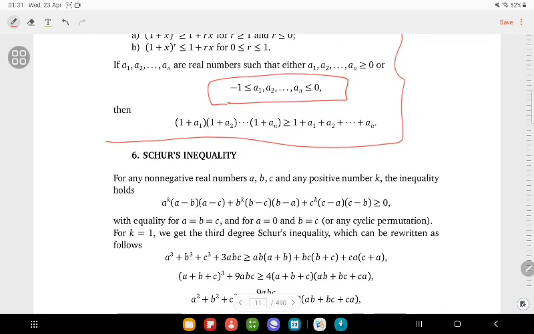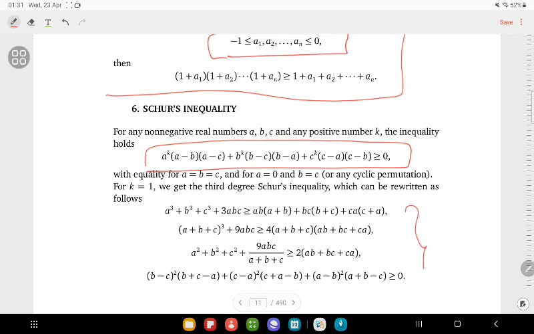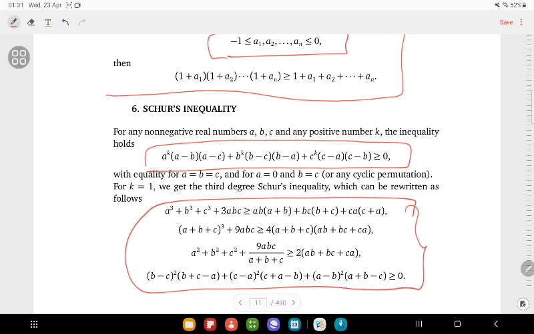Next is Schur's inequality, which states something like this. For any non-negative real numbers a, b, c, the inequality holds, with equality when a equals b equals c, and for cyclic permutation you can put a equals 0 and b equals c. For k equals 1 you will get the third degree Schur's inequality, which can be written in this manner. You can write it down by pausing the video.